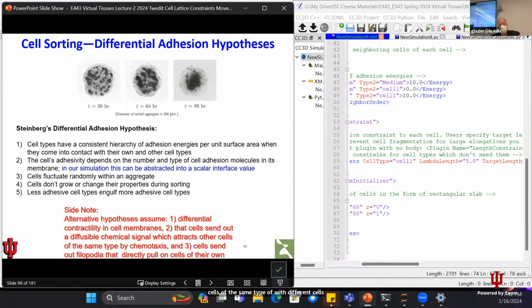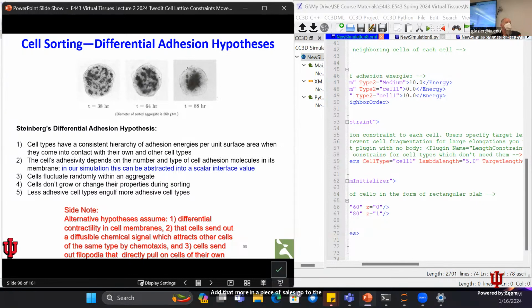And that adhesion depends on what kind of cell adhesion molecules they have and how many they have. And that the cells move randomly, fluctuate. And we're going to assume that they don't grow or change their properties during the duration of the simulation, and that more adhesive cells go to the middle and less adhesive cells go to the surface.